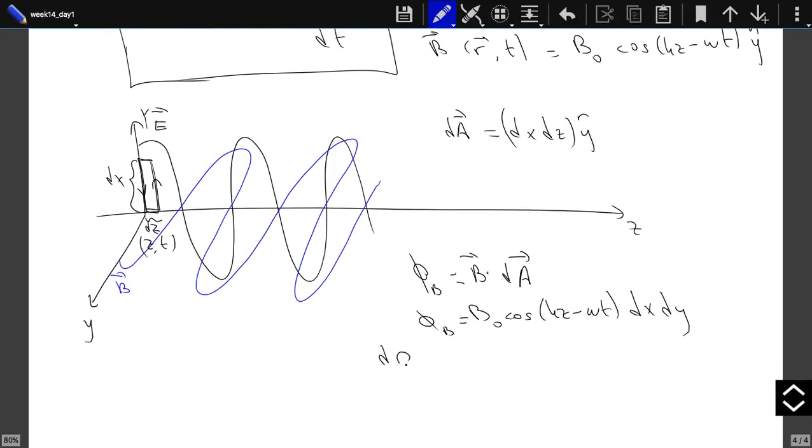What is the time derivative? It is omega B0 sine (kz minus omega t) dx dz. From the cosine, I get a minus sign. From the time derivative of the inside, I get minus omega, so the two minus signs cancel and I have just omega. dx dz, you're right.